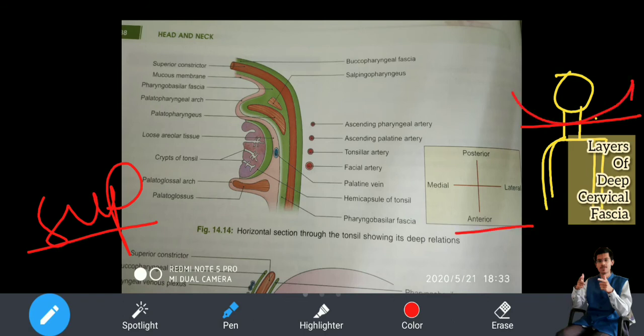So, this is the anterior, this posterior, medial and lateral. Like this, and you cut him like this. So, you are viewing it like this. Hope you get this. Okay.